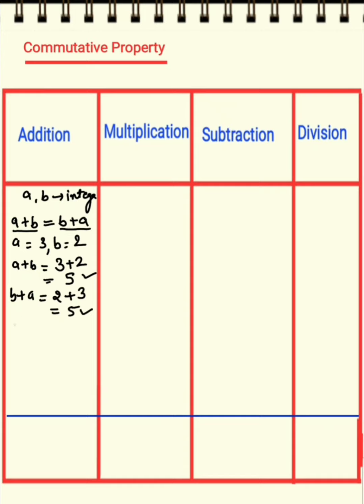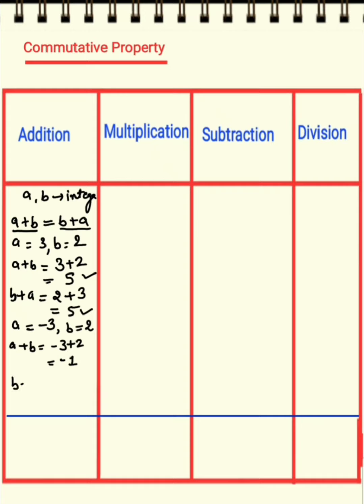Let's take one more example. Let's take a -3 and b 2. Then a plus b is equal to -3 plus 2, which is equal to 1, and what sign will come? Negative sign will come.